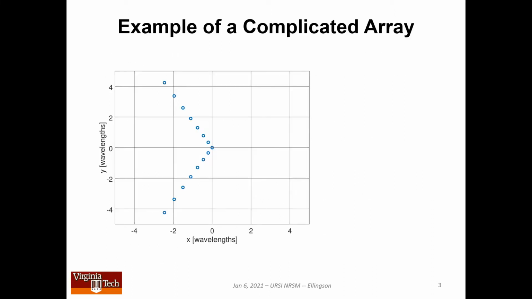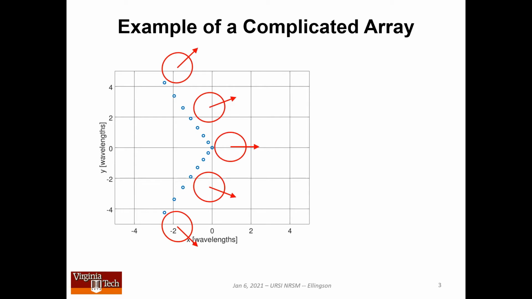Here's an example of what I'm calling a complicated array. The positions of the elements are shown in blue. The element spacings are non-uniform. They vary between 0.4 wavelengths towards the center of this array to 1.2 wavelengths near the ends. The element patterns are half cosine functions, and each element points in a different direction as indicated by the red arrows. I'll leave it to your imagination to consider the application for such an array or where such arrays come up. This array defeats the common methods for pattern synthesis previously identified.